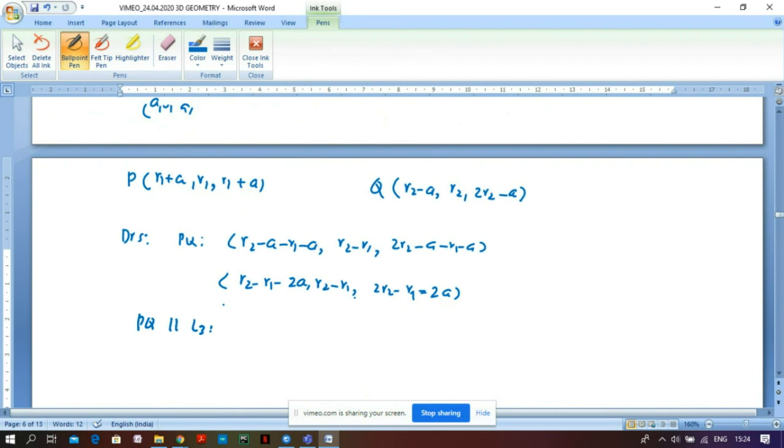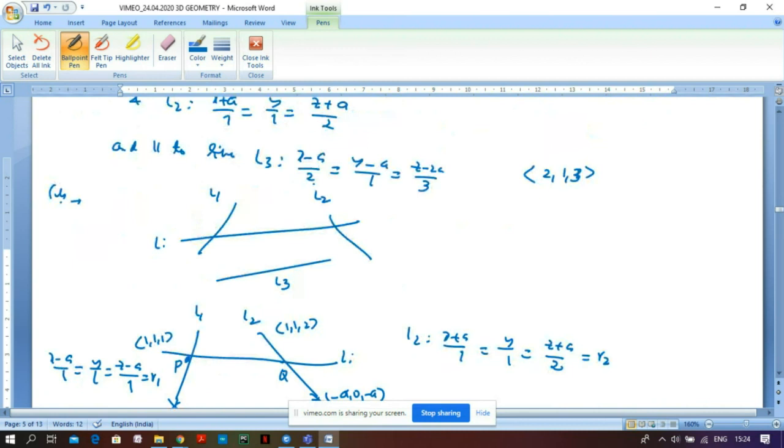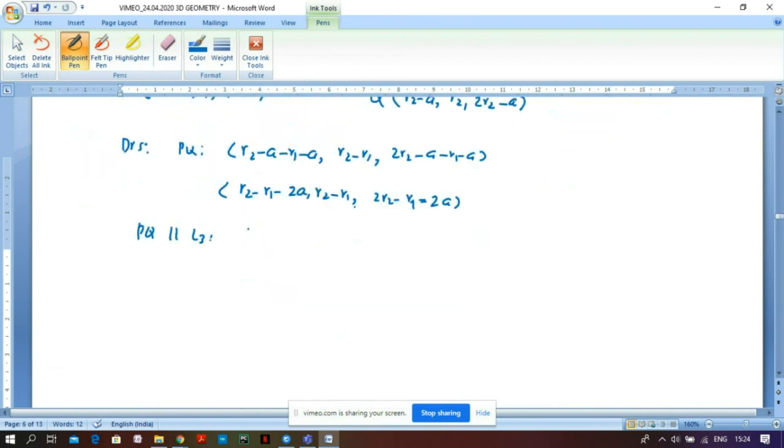We know that PQ is parallel to L3, and L3 has direction ratios 2, 1, 3. So the direction ratios must be proportional: (R2 minus R1 minus 2a) over 2 equals (R2 minus R1) over 1 equals (2R2 minus R1 minus 2a) over 3. Since PQ is parallel to L3, this must be true; they must be identical direction ratios.